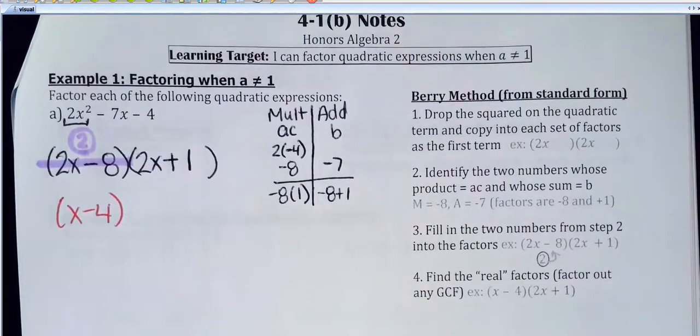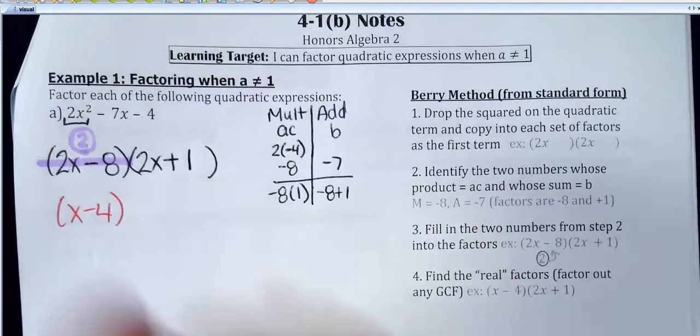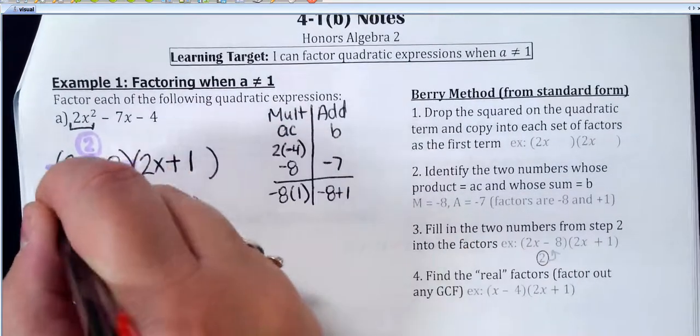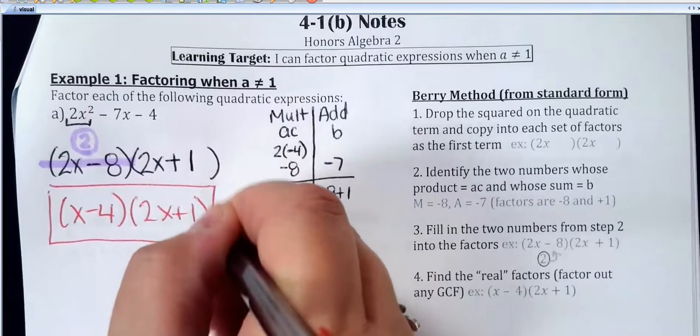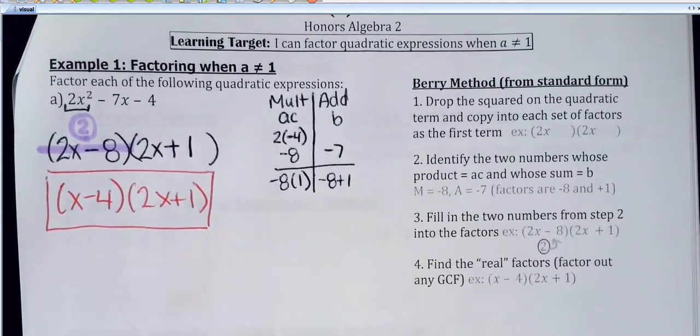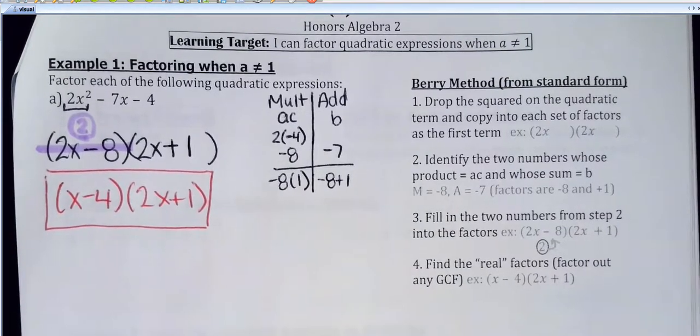Now for the other factor, do 2x and 1 have anything in common? Just 1. So this is the real factor, and I'm just going to copy that right down here. This should then be the factored form. And it's a little bit faster, in my opinion, to do this Berry method than sitting there and trying trial and error and all kinds of stuff to get these combinations to work out.